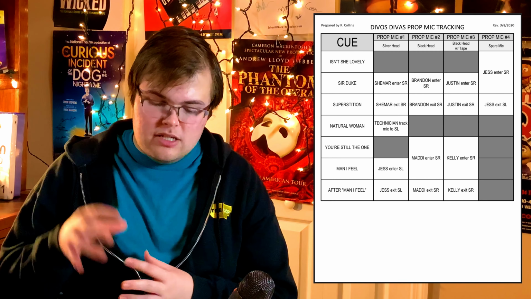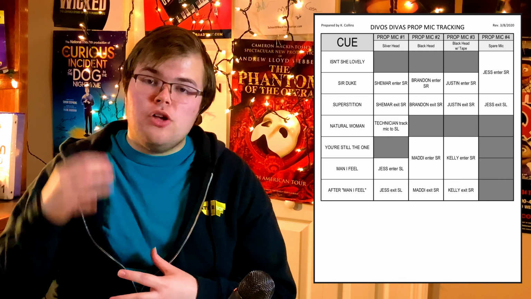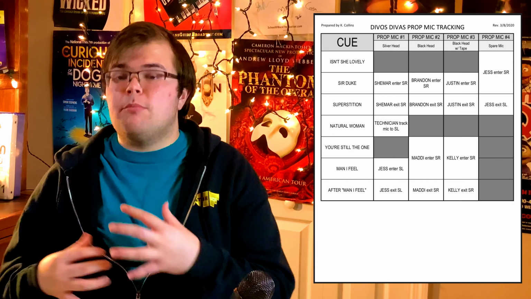So once you have the gray microphone in your hand, you can go down column number 1 and see that we're at Superstition, so I need to hand it to a technician to track the mic stage left during Natural Woman. I also used shading to differentiate the headers and to also indicate when a microphone is not being used on stage. On the ship, we didn't have access to a color printer, so I couldn't use any color, but honestly, in the case of this document, I don't think there's really anything that needs to be indicated with color.